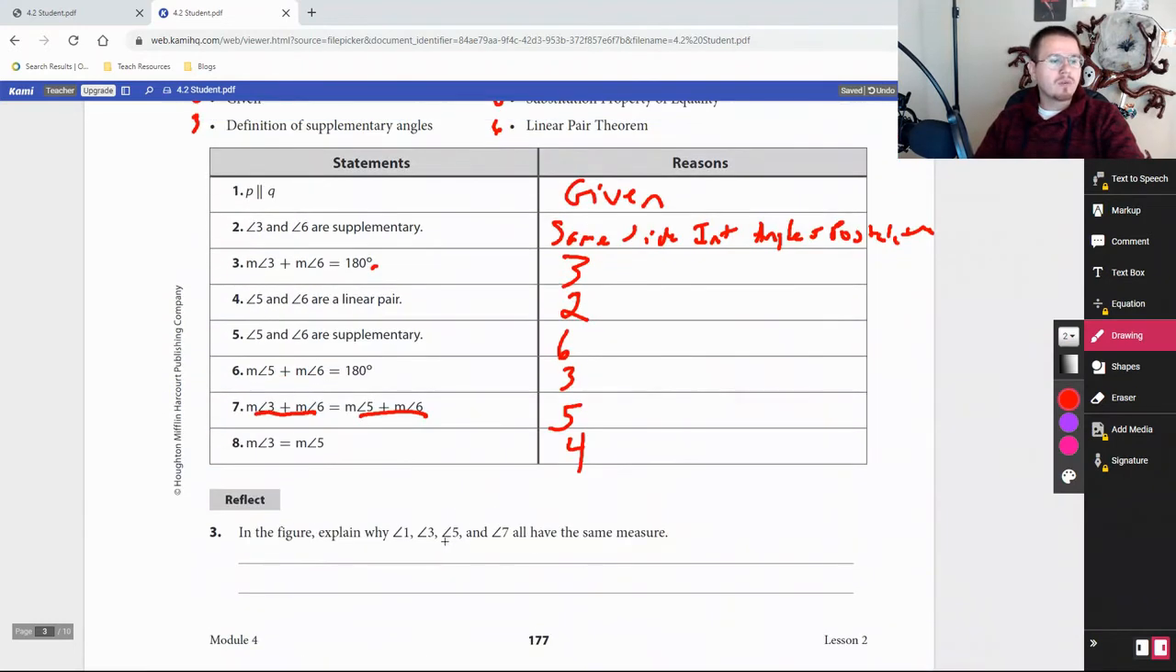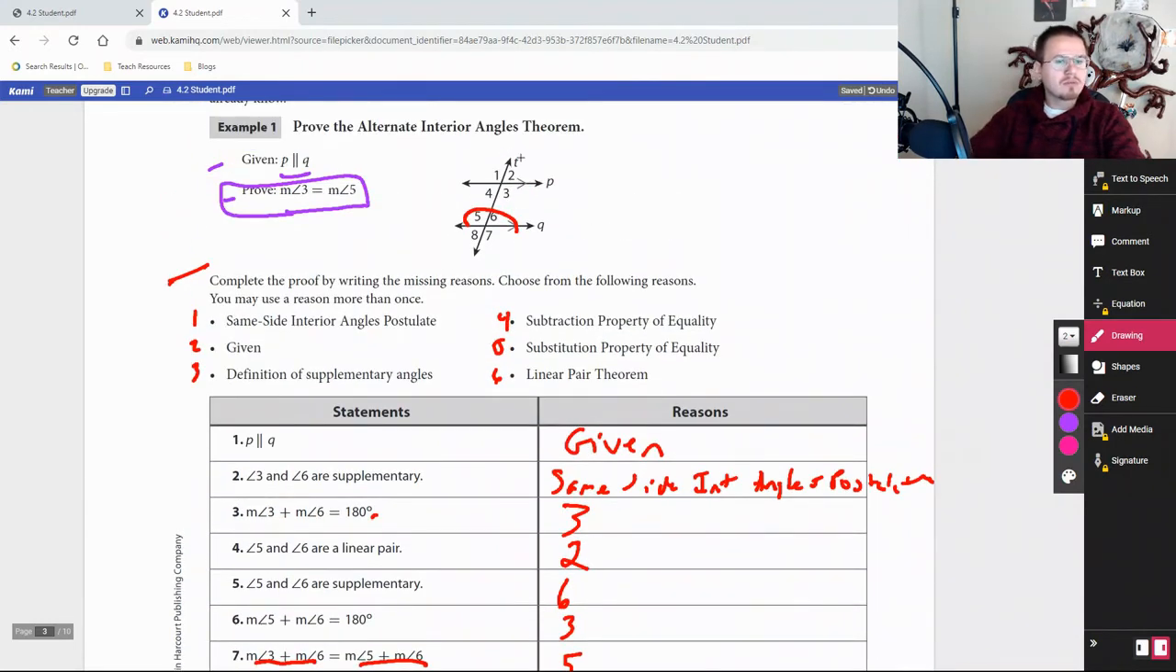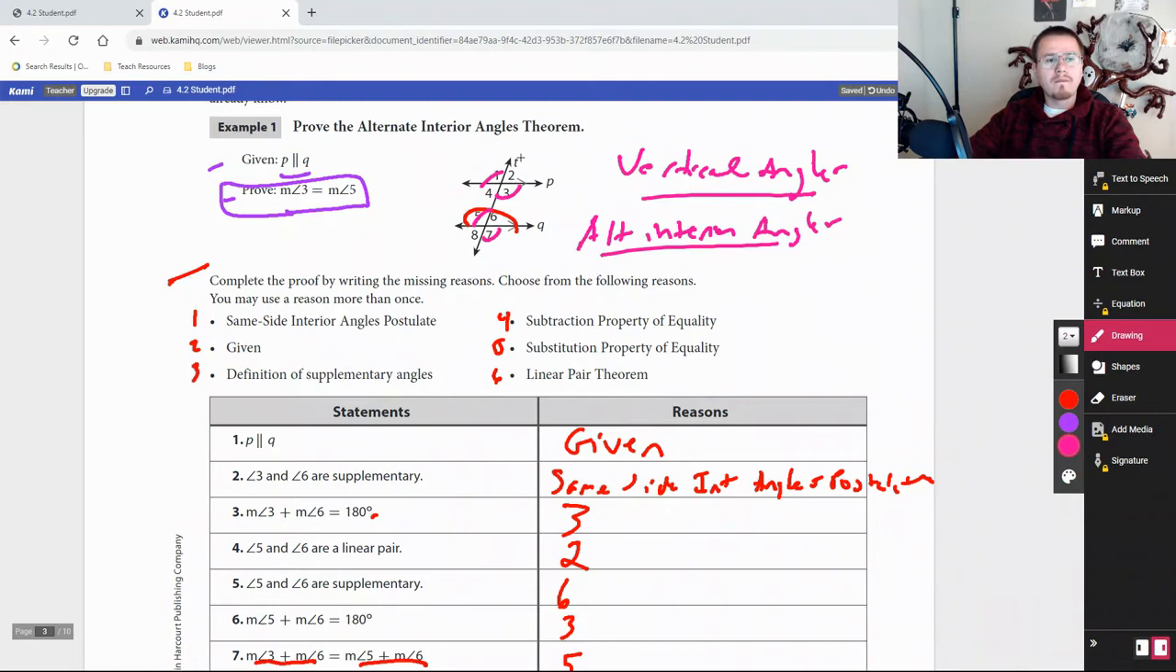Why do angles 1, 3, 5, and 7 all have the same measure? So let's mark those. 1, 3, 5, and 7. Why do those all have the same measure? Well, we can say that 1 and 3 and 5 and 7 are equal because of the vertical angles theorem. That's what we learned in 4.1. Vertical angles, and then 3 and 5 are equal by the alternate interior angles theorem. And then we have our friend the transitive.